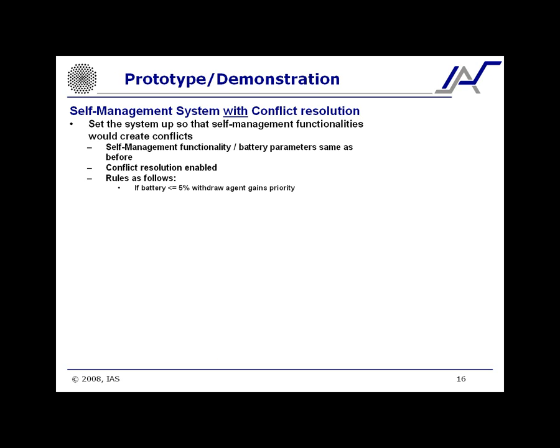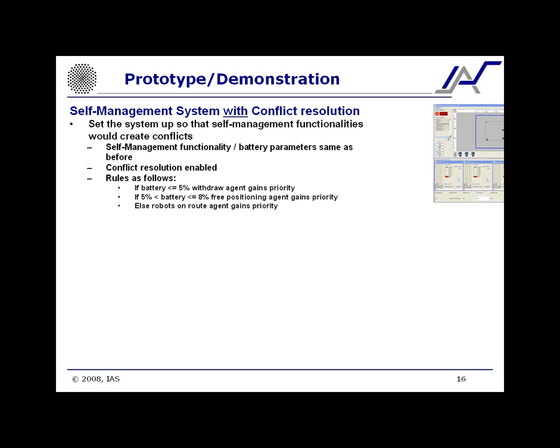The first one is, if the battery level is below 5%, the withdraw agent can act. The second one is, if the battery level is between 5% and 8%, the free robots positioning agent can act. And the last one is, if the battery level is more than 8%, the robots en route agent can act. So again, to the demo.